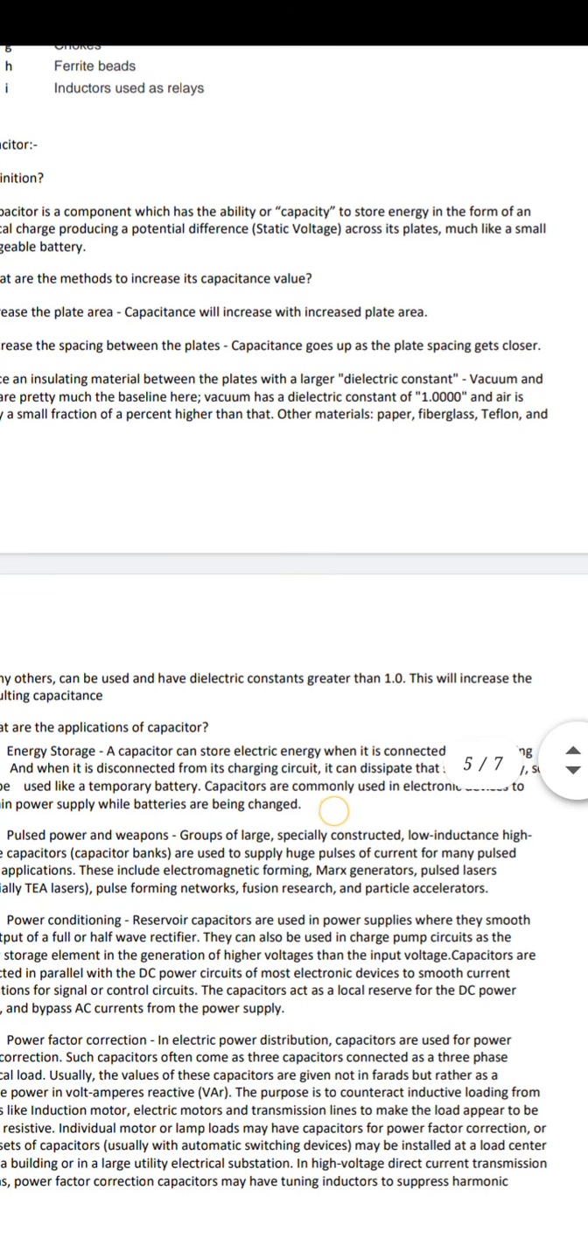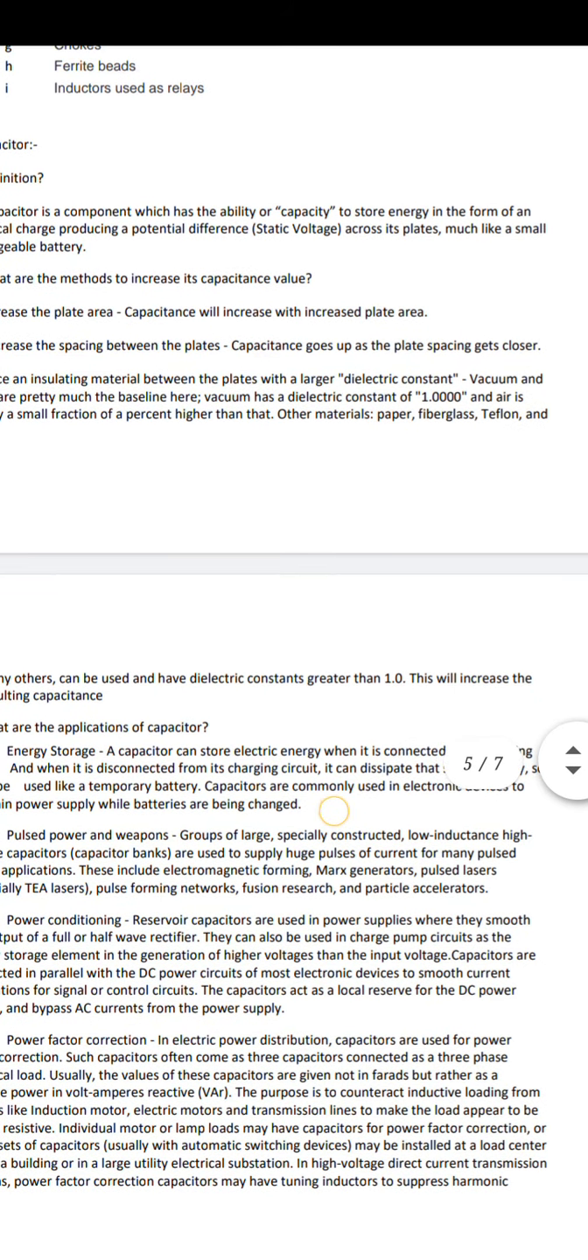individual motor or lamp loads. For power correction, larger capacitors with automatic switching devices may be installed at a load center within a building or in a large electrical substation in high voltage direct current transmission systems. Power factor correction capacitors may have a tuning inductor to suppress harmonic currents that would otherwise be injected into the AC power system.